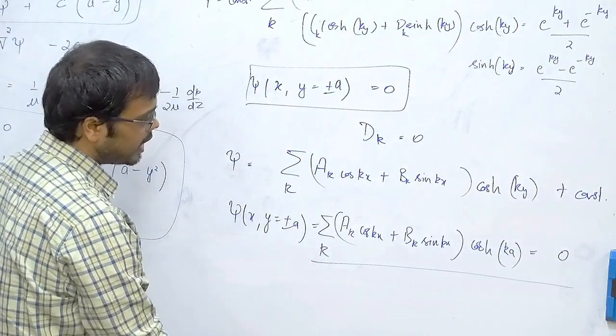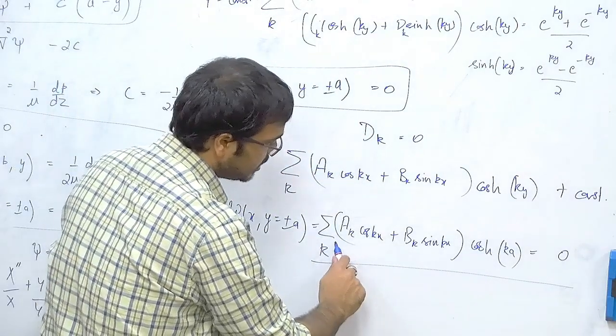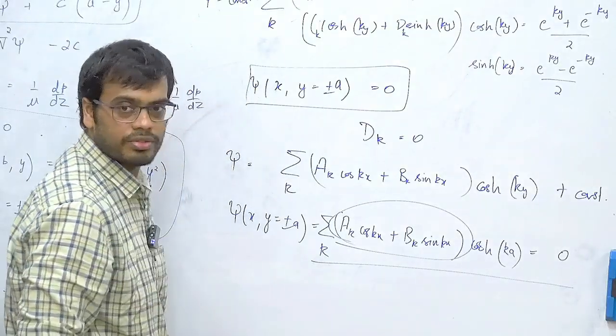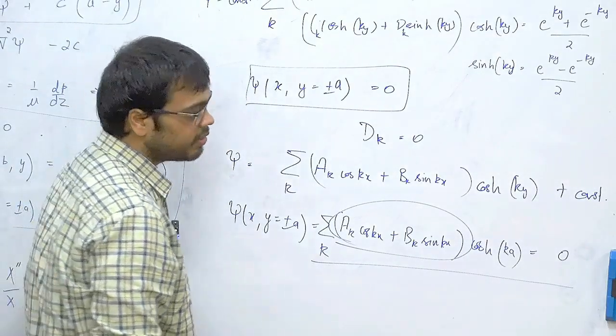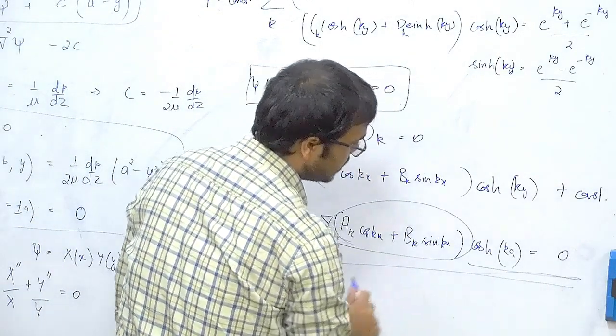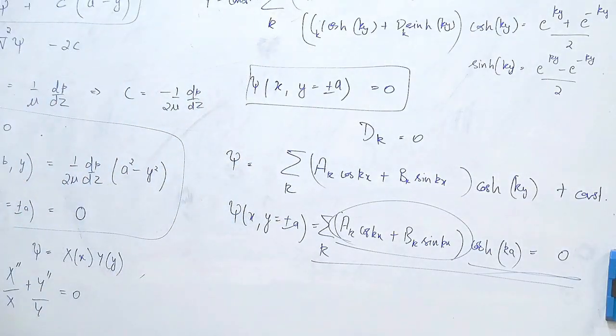The only way this can be 0 for all k's is, so this is introducing a variation in x. The only way this can be 0 is, how can this be 0? A_k and B_k are 0. Then what do we end up with? That is a trivial solution. What else can we do here?